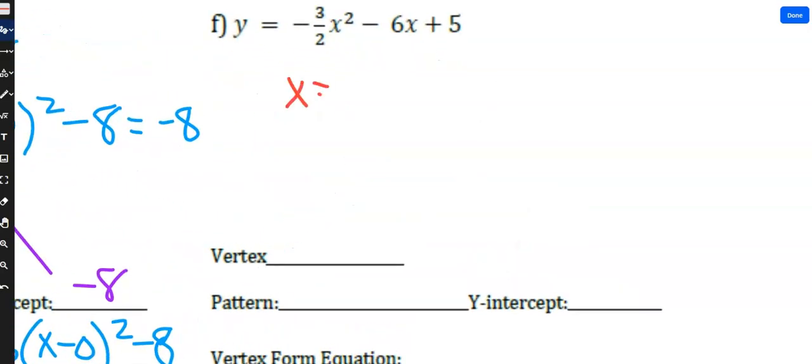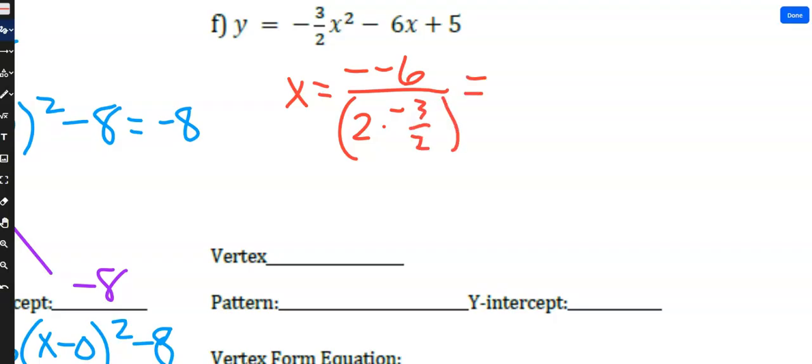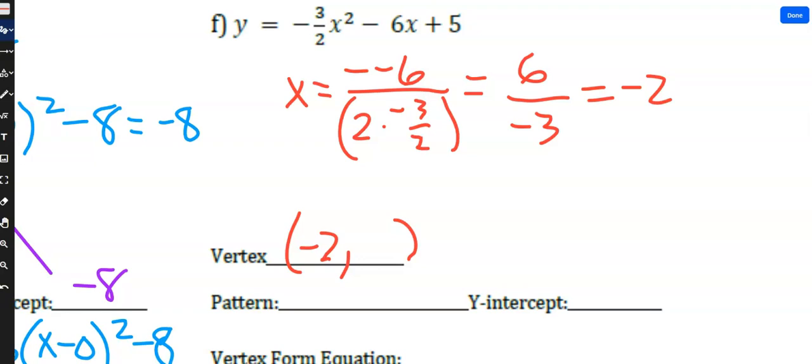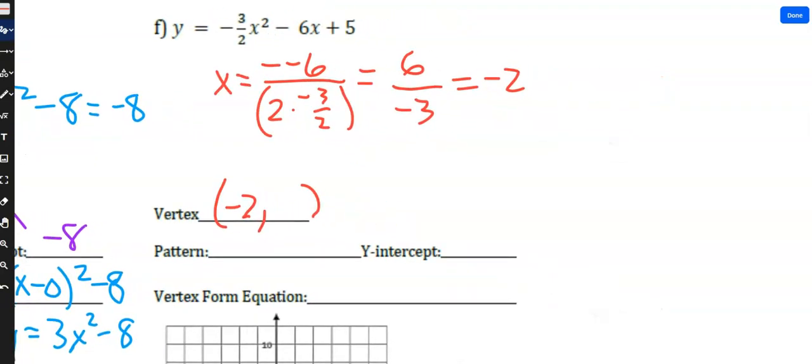Alright, so x equals opposite of negative 6 over 2 times negative 3 over 2. And I know this looks a little bit daunting, a little bit challenging, but if you multiply that 2 and that negative 3 halves on the bottom, you get negative 3. And then it's just 6 over negative 3, which is negative 2. So, not as bad as you think.